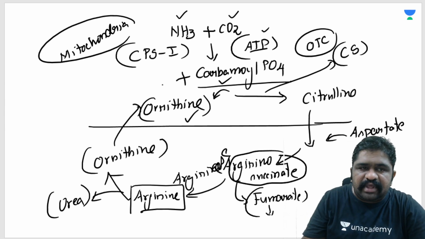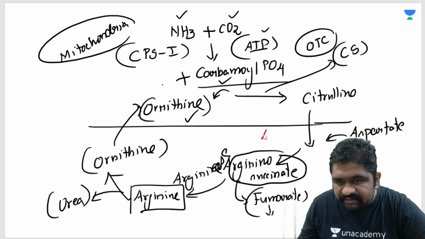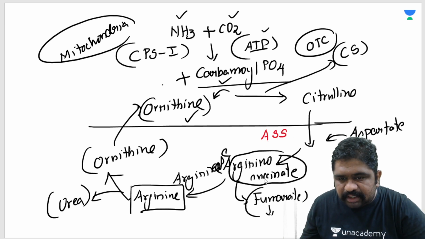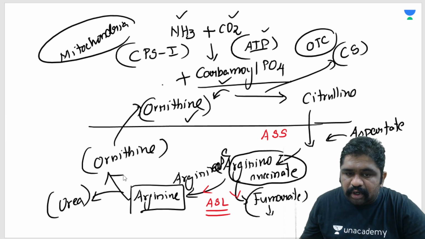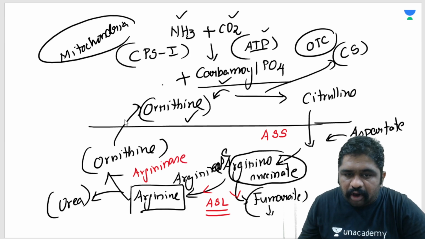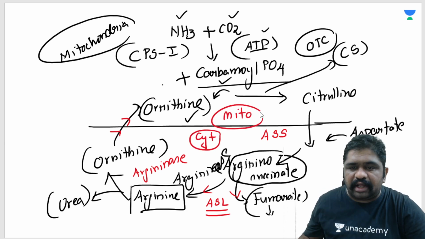Now how do I name the enzymes here? Look at this part. Citrulline plus aspartate together gives you argininosuccinate, right? The enzyme will be argininosuccinate synthetase. And argininosuccinate breaks to become arginine and fumarate, right? So the enzyme is argininosuccinate lyase. Arginine is broken down by the arginase. And this ornithine will travel into the mitochondria. This area is cytoplasm, this area is mitochondria, and this is the border.